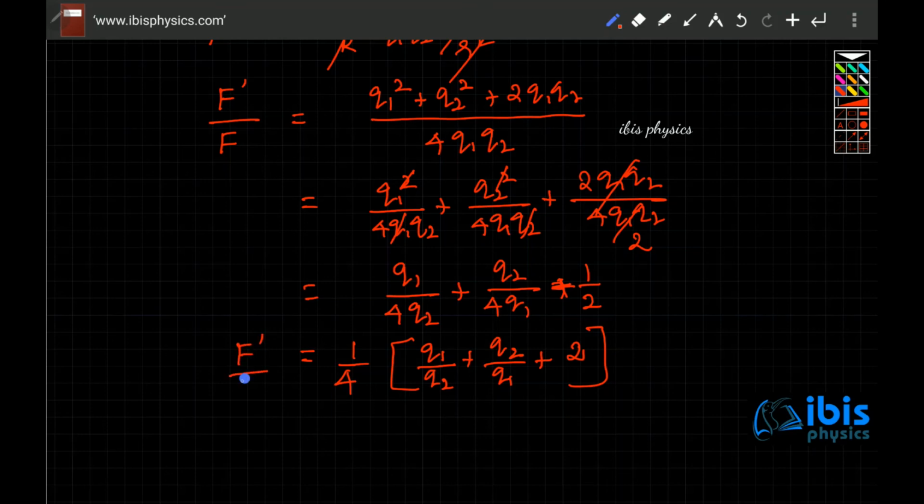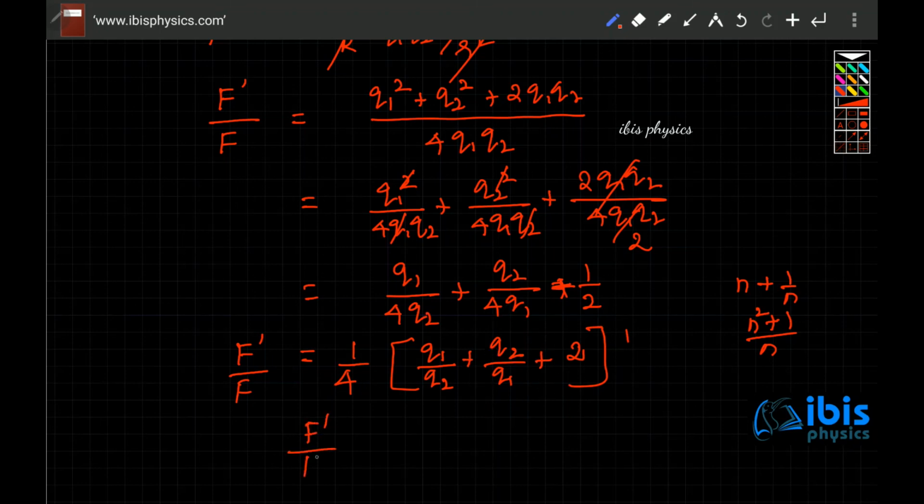Hence F prime by F is always greater than 1. Suppose a number is n and another number, its reciprocal, will be 1 by n. Then n plus 1 by n is equal to (n square plus 1) by n. They said both q1 and q2 are positive. So if you take q1 by q2 as n, and this is 1 by n, the sum of these two will be (n square plus 1) by n. There is an additional plus 2, which is also greater. When you take all that, the whole value will be greater than 1.